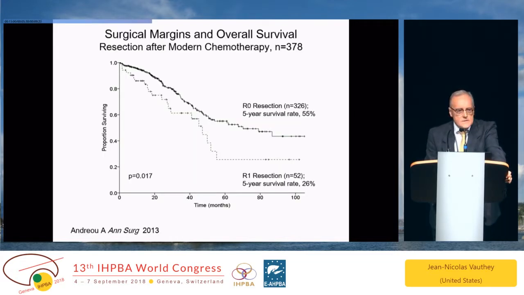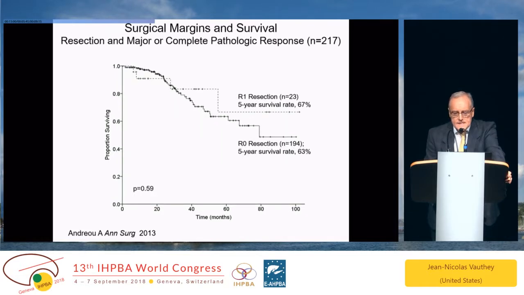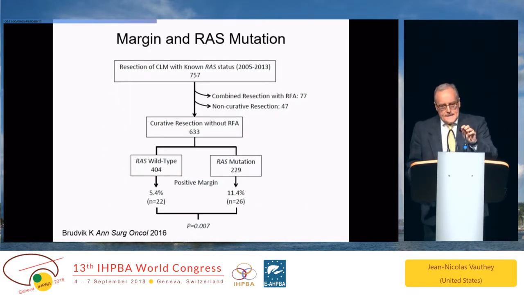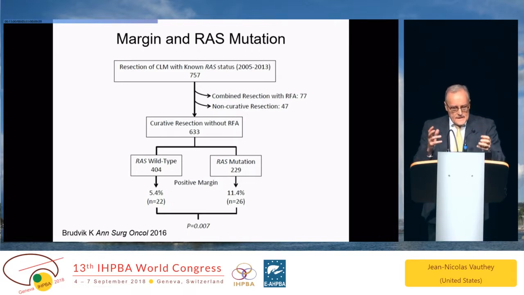Resection margin, these two slides were presented by Dr. Christophe, so I won't go over it. The margins still matter in the era of new chemotherapy, but the RAS status is influencing the margin here. Wild type 5.4% positive margin versus 11.4% RAS mutation.